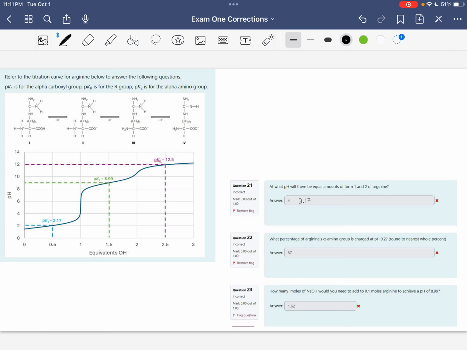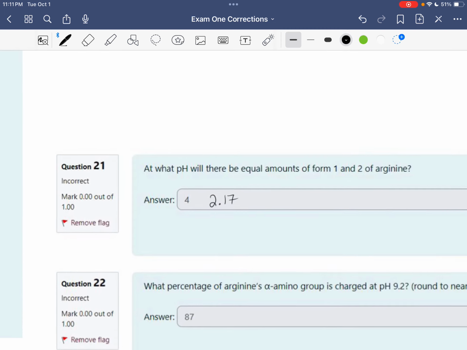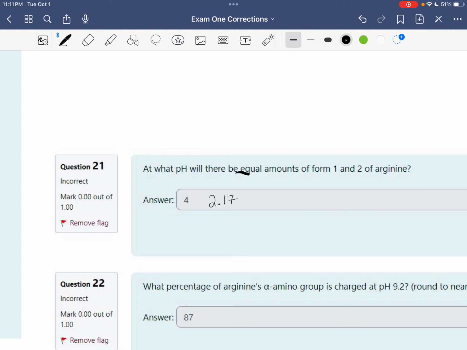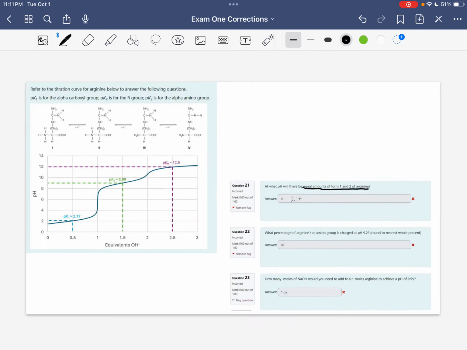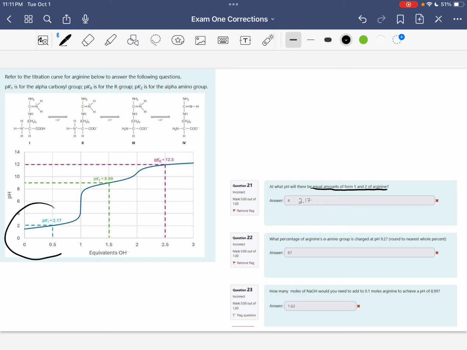Then over here we have the calculations. This first one, at what pH will equal amounts of forms 1 and 2 of arginine be formed? It should be this pKa right here because it's in the middle of the groups. I was kind of just guessing off the curve.